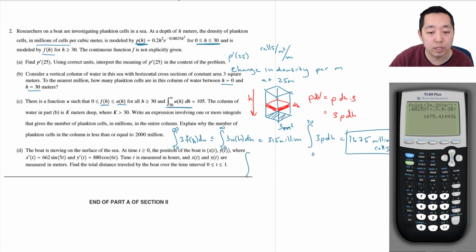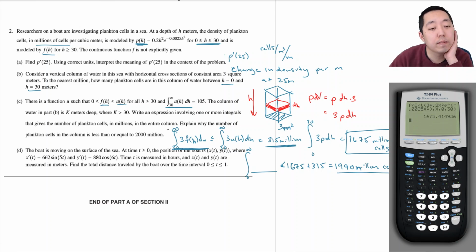So that means the total integral has to be smaller than 1675 plus 315, and that's 1990. And so that demonstrates why it's smaller. Because whatever this quantity is, which is the total amount afterwards, has to be smaller than 315 million. That means the total amount has to be smaller than 1990 million, which is less than 2,000.